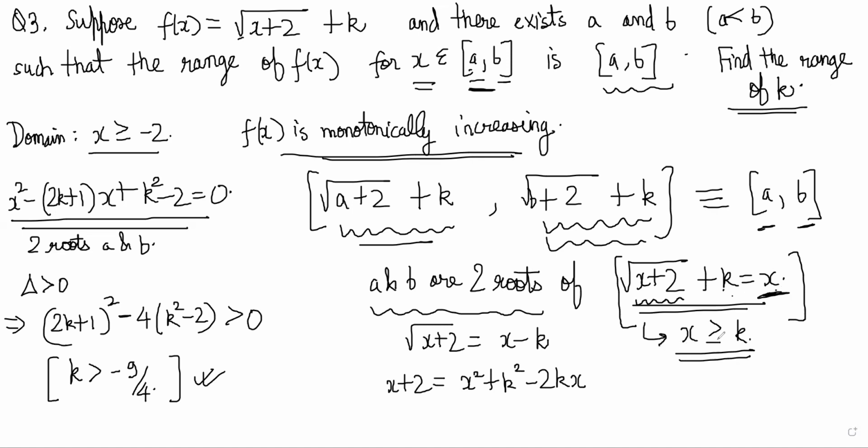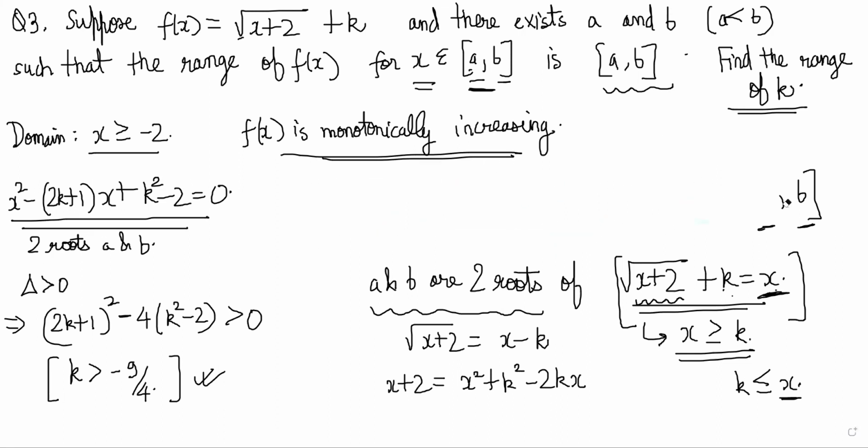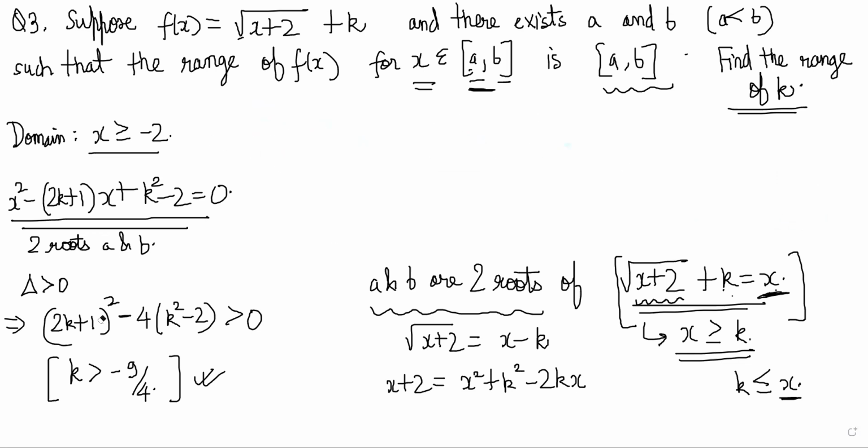Why? Because now we will get an upper bound for k, right? k is less than or equal to x. So the lowest possible value of x is the upper bound of k, right? And what is the lowest possible value of x here? The value of x here would be one of the two roots satisfying this equation, and let's take the lower possible root. The lower possible root will be 2k plus 1.